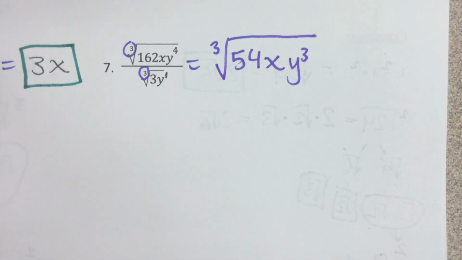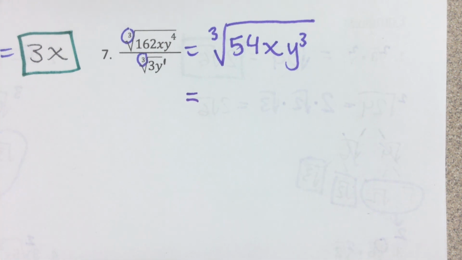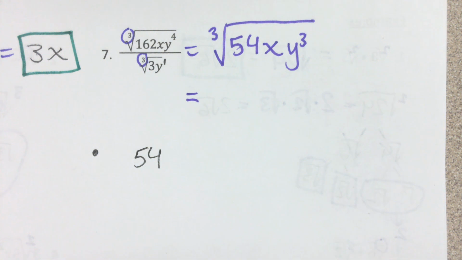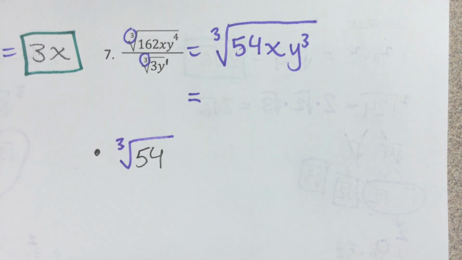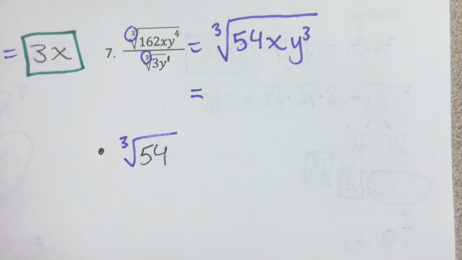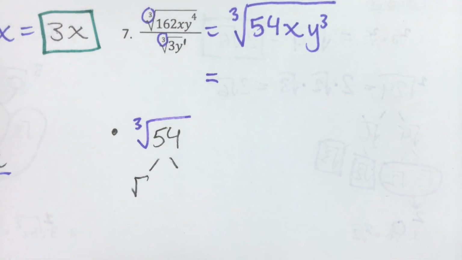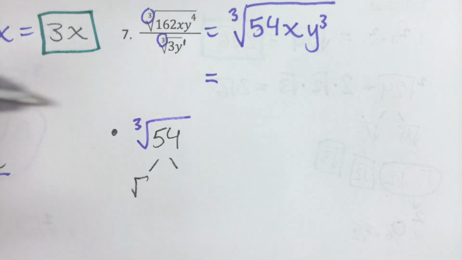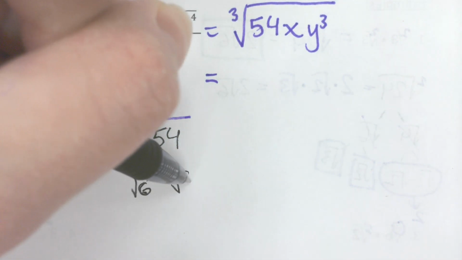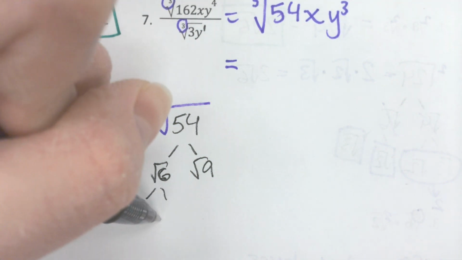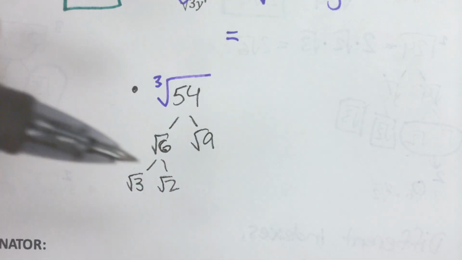We're going to break this down. First, starting with the 54. Reminder, this is a cube root. Make sure you're paying close attention to that. That will affect your answer if you treat it like a square root. Let's break down 54. It's got a few options. I'm sure most of us automatically think 6 and 9. That's where I'm going to go. 6 breaks down 3 and 2. And 9 breaks down 3 and 3.